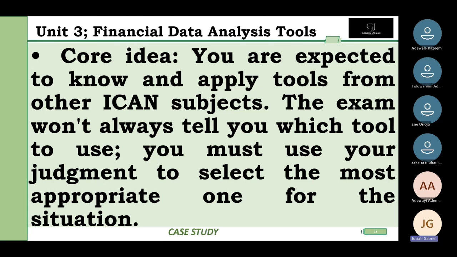So the exam won't tell you which tool to use. Like the last November 2019, we just saw data provided. They didn't say use NPV analysis. So you could decide to use NPV, you could use IRR, you could use payback period. So the exam won't tell you which tool to use. So you must use your judgment. That is where our judgment comes in.